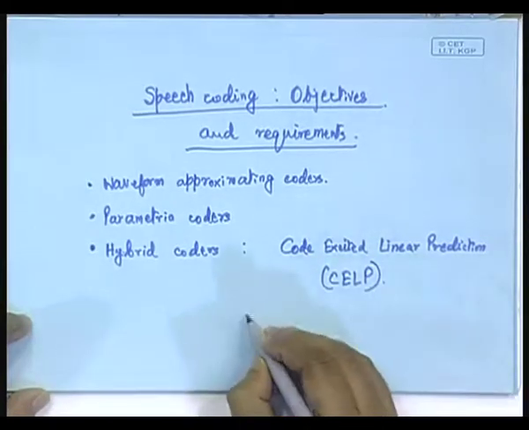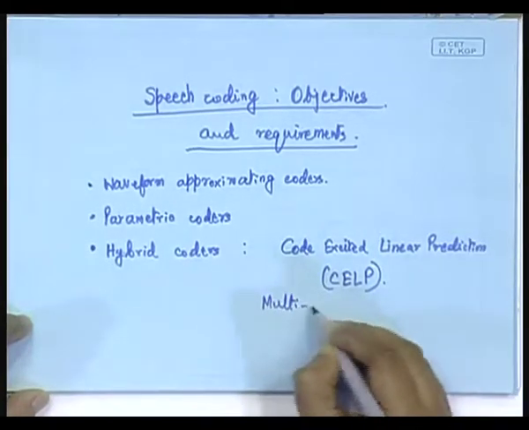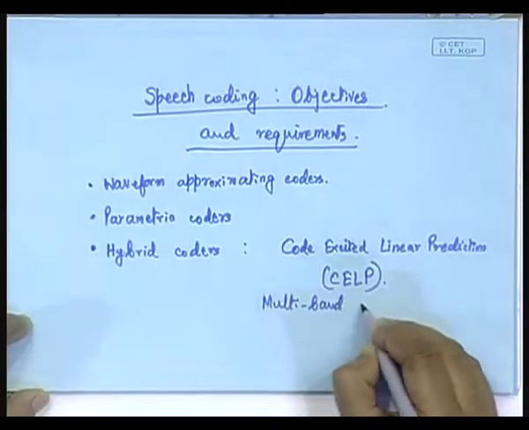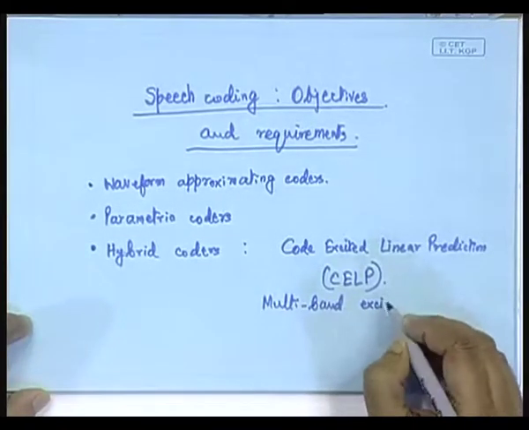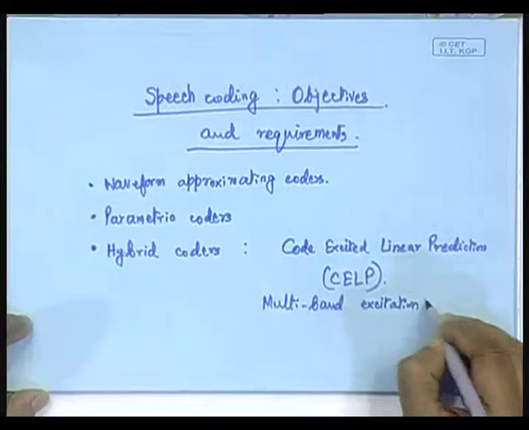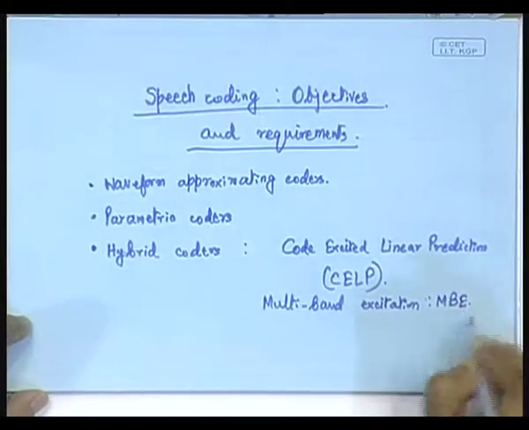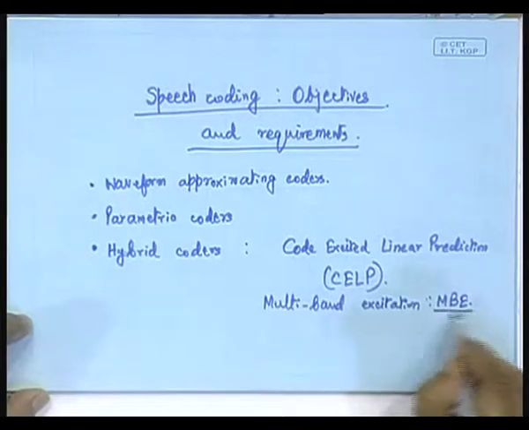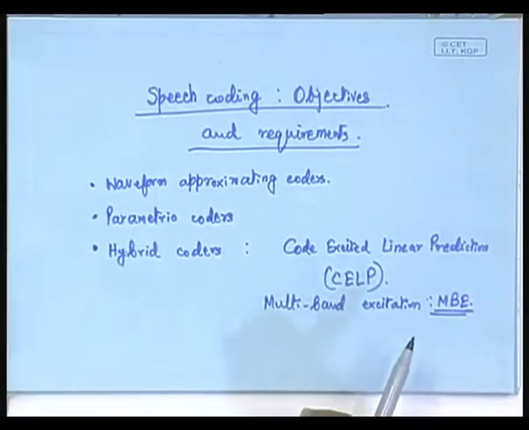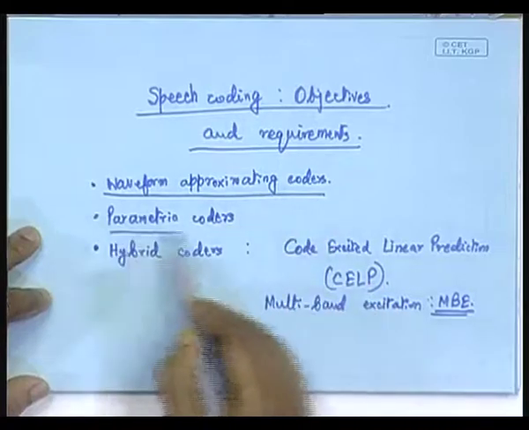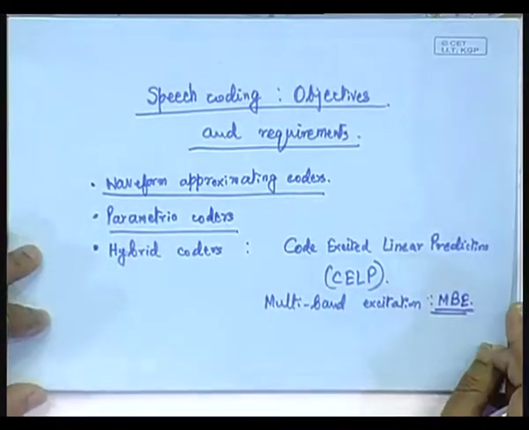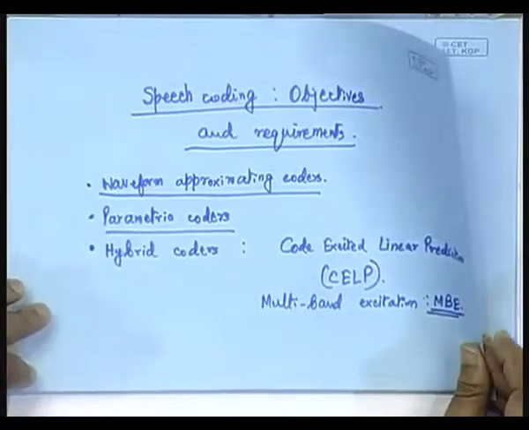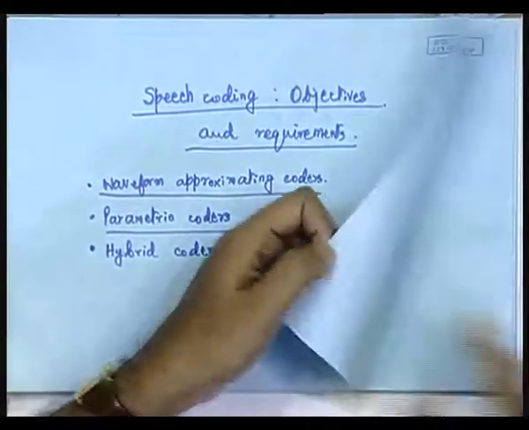And also the multi-band excitation technique. We are not going into details of this right now, but later on we will be talking more about the parametric encoding scheme. So, multi-band excitation is in short form referred to as MBE. Now, just to tell you about some qualitative difference between these two major forms of coders, that is waveform approximating and parametric, we can just give a subjective comparison in this manner.